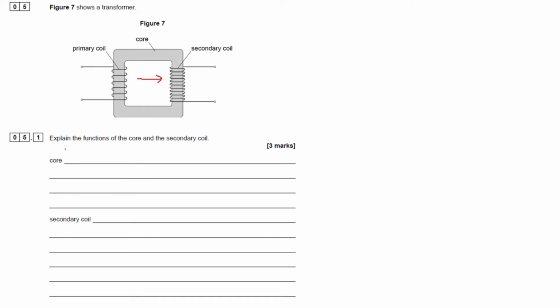But the purpose of the core is to actually increase the magnetic flux linkage from primary to secondary coil.